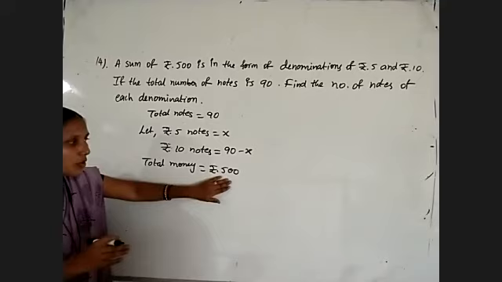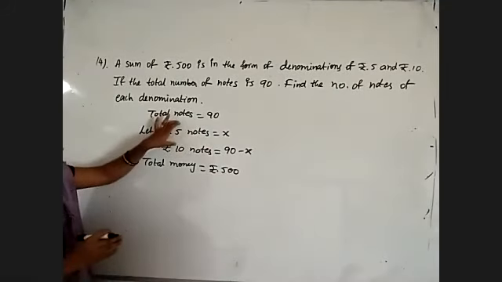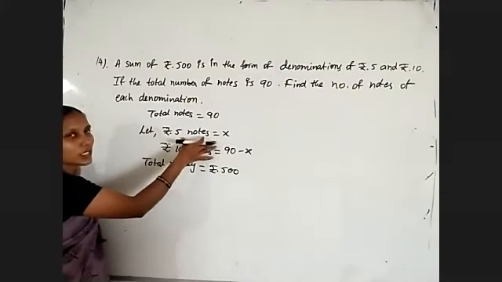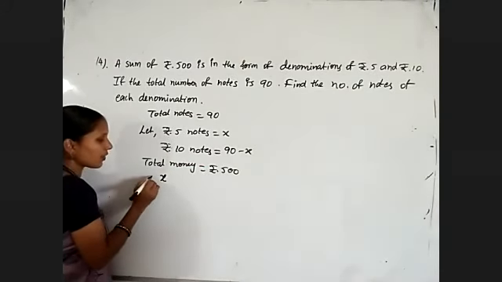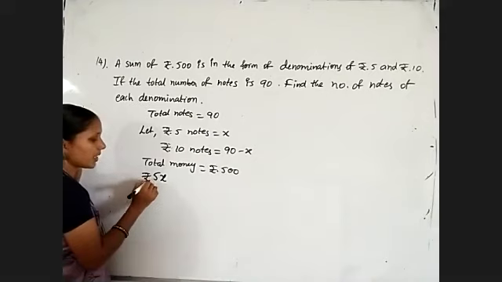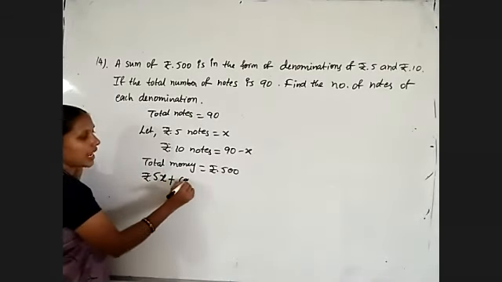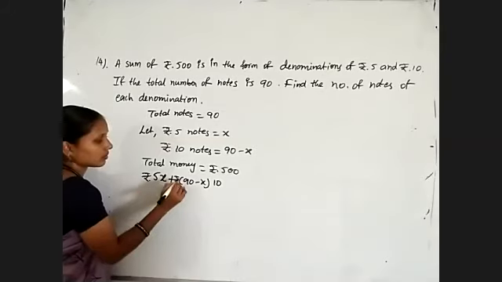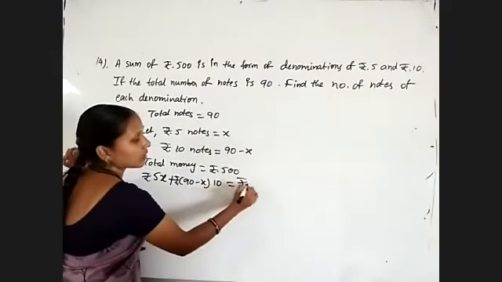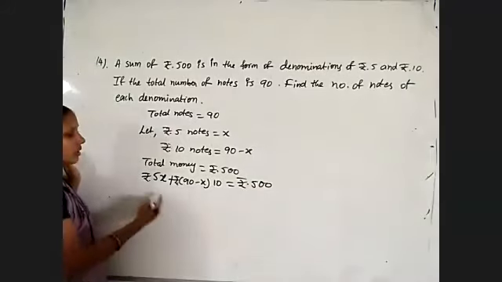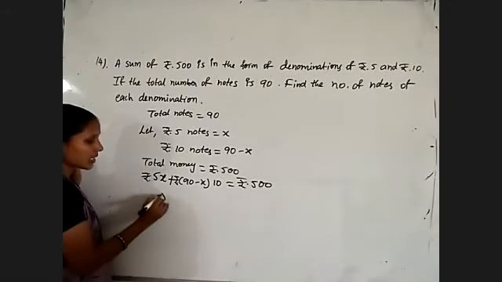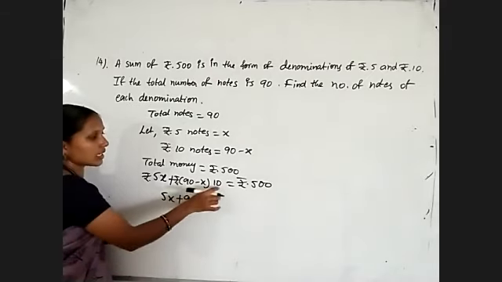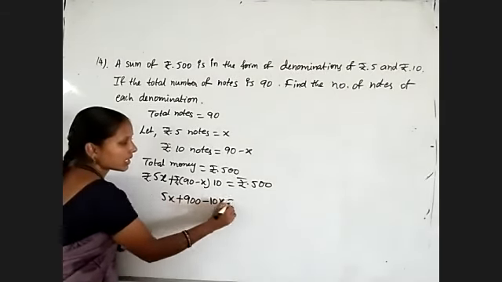Here also the amount is through 5 rupee notes as well as 10 rupee notes. With x 5 rupee notes, the amount through 5 rupee notes is equal to x into 5. So 5x rupees plus (90 minus x) into 10 is equal to 500. Okay, this equation is important here. So 5x, all in rupees, plus 90 into 10, 900, minus 10 into x, 10x, is equal to 500.